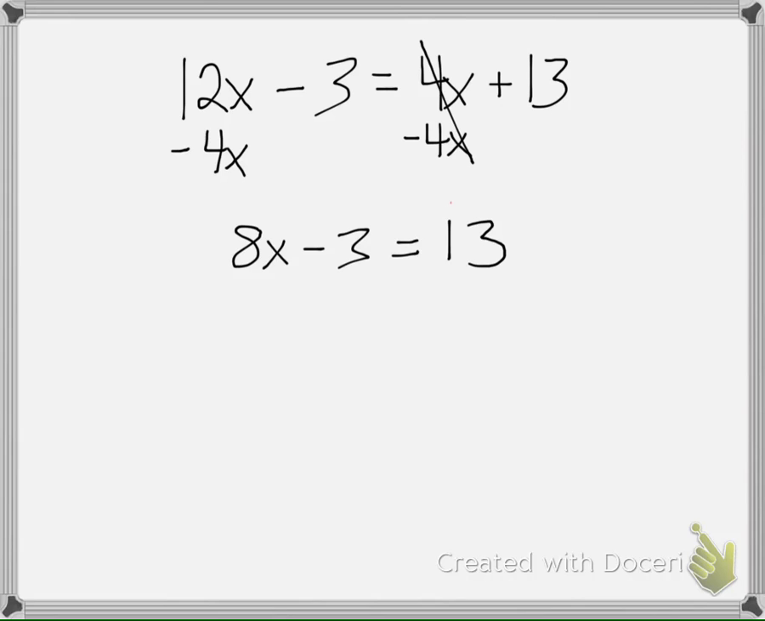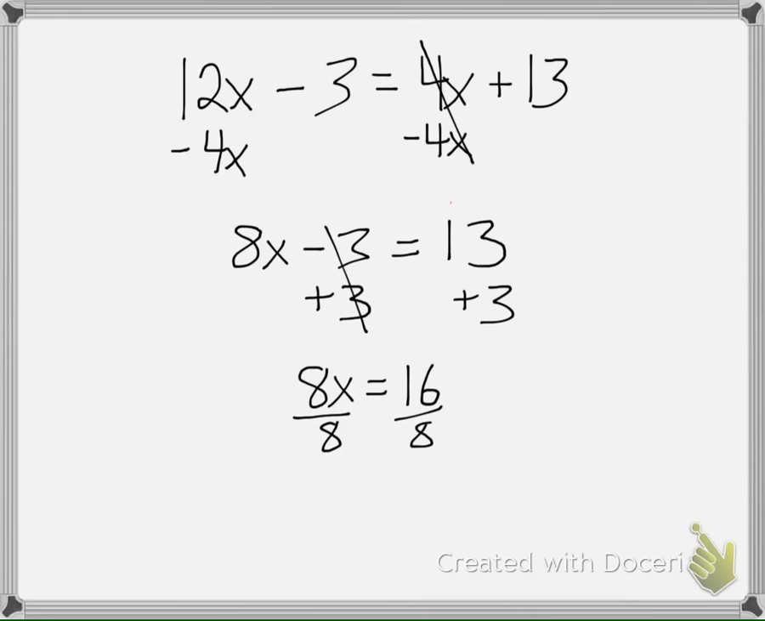And now what does that look like? That's just a two-step equation now, right? So from here I'm going to add 3 here and also add 3 there. Those cancel out and I'm left with 8x equals 16. And then final step, we're going to divide by 8 on both sides. And so we get x equals 2.